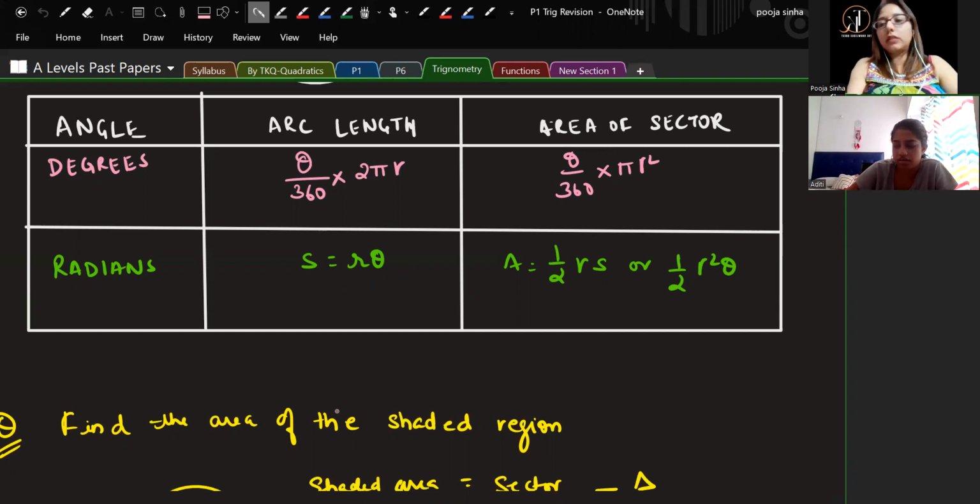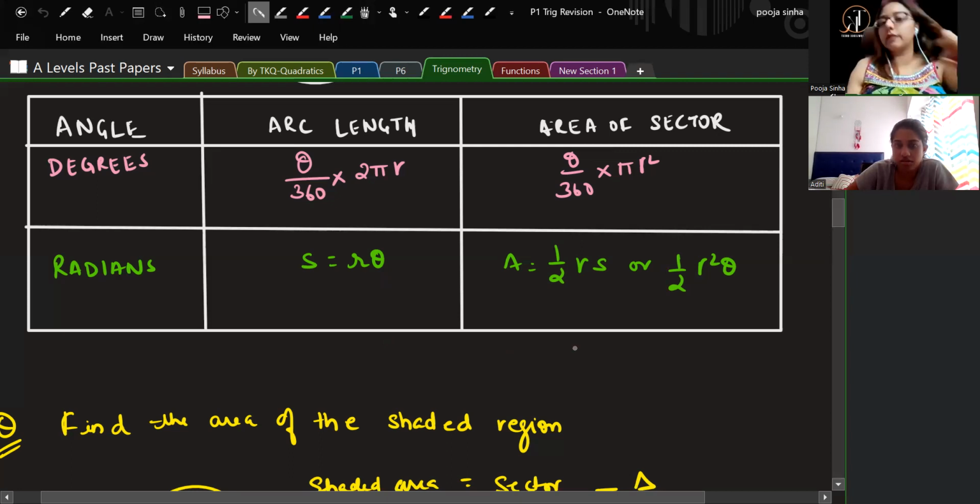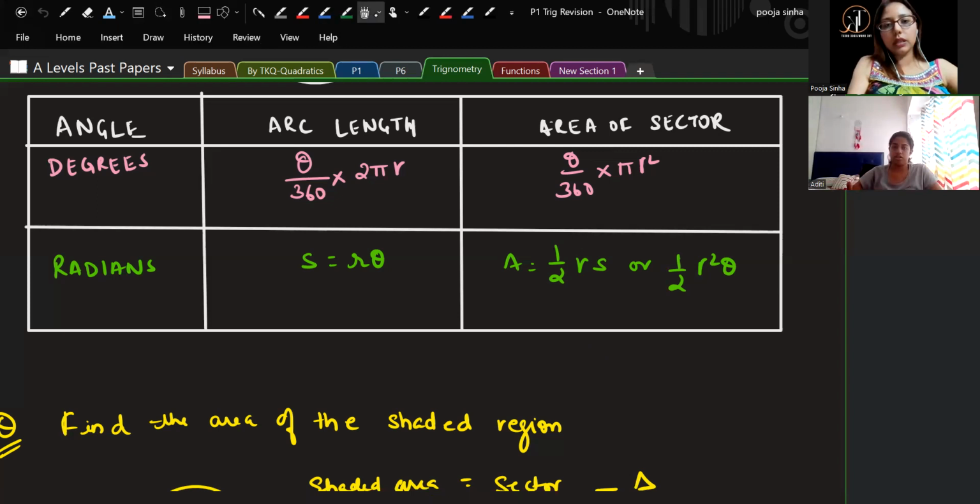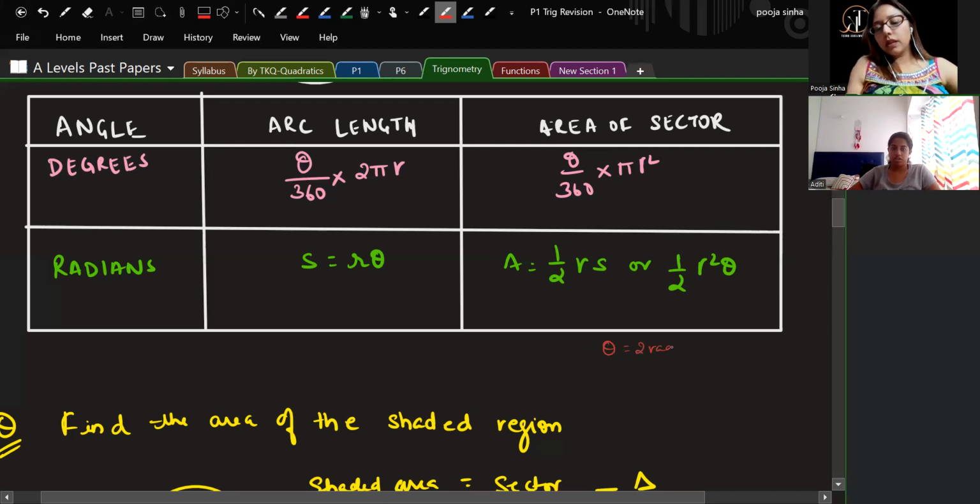Now if I ask you to convert this answer into degrees. Suppose your theta is 2 radians. I want you to convert the answer. So S is equal to r theta, so the answer will be 2r. That is your answer in radians, when theta is in radians. I'm asking you to first convert this radians into degrees.